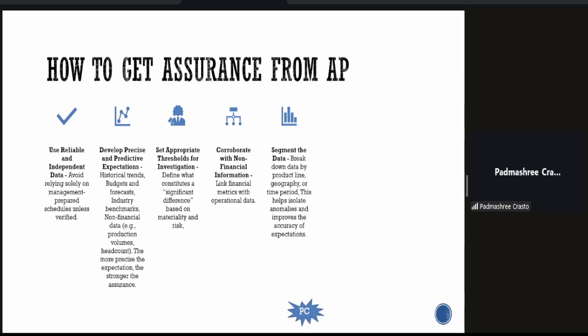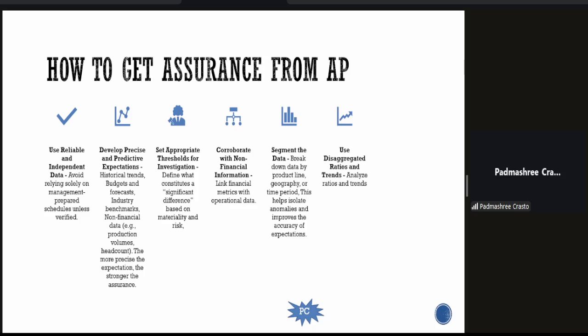You can segment the data as much as you want. Break down data by whatever level you want: product line, geography, time period. This will help isolate your anomalies and also improve the accuracy of your expectation. So the more you dig into data, the more comfort you will get, because you are looking at it from a holistic perspective. You're not looking at it from a sample perspective. You are playing with the whole of the data, and that data can speak to you, instead of only a select amount of vouchers that you are looking into, which may not be able to give you the same input that the analytical procedures can give.